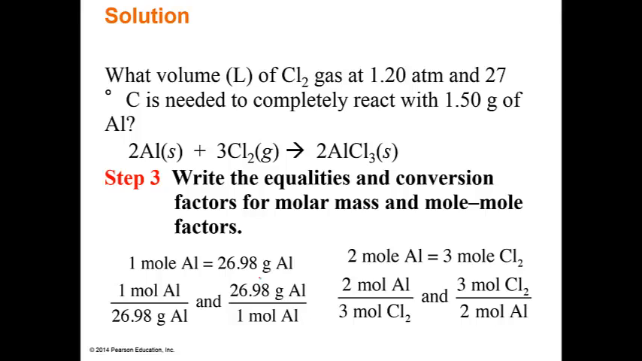So 2 moles of aluminum are equal to 3 moles of chlorine. Well, how do we know this? Look at the equation: 2 moles aluminum, 3 moles chlorine. So we know that it's 2 moles aluminum to 3 moles chlorine, or 3 moles chlorine to 2 moles aluminum. It doesn't really matter which way we have it. We just know that this ratio is what we need to look at in this equation.